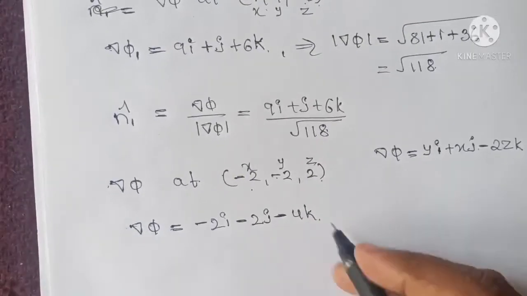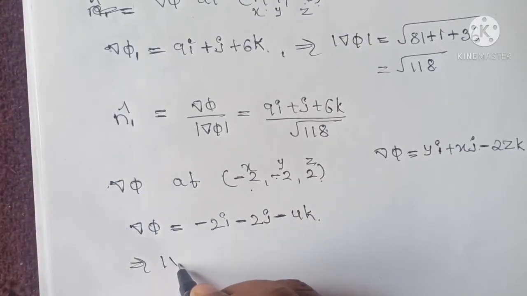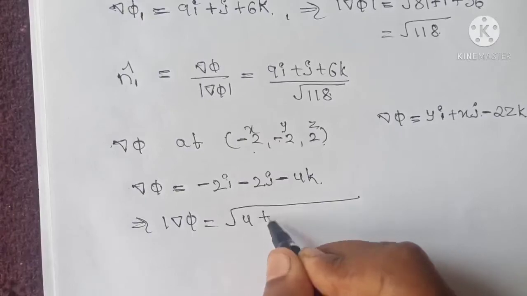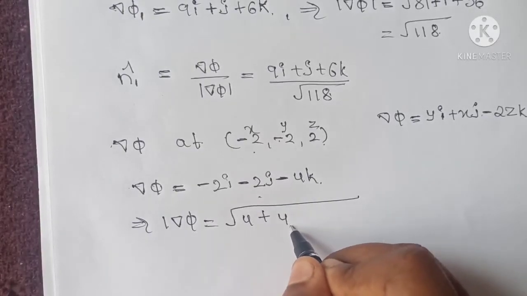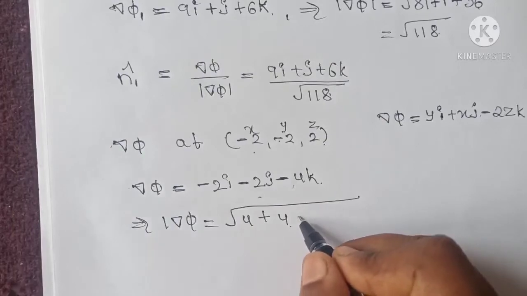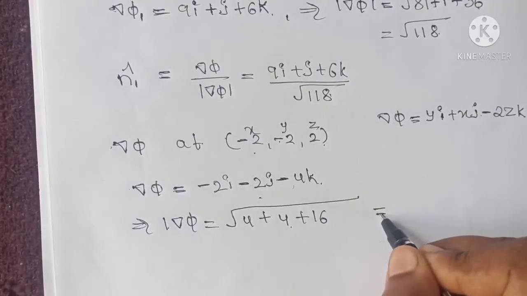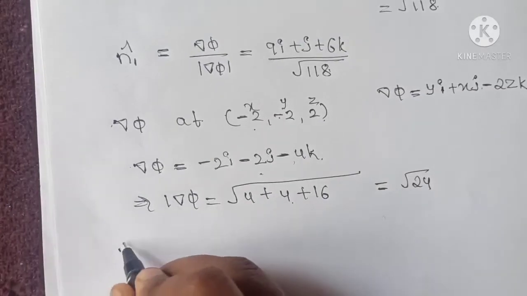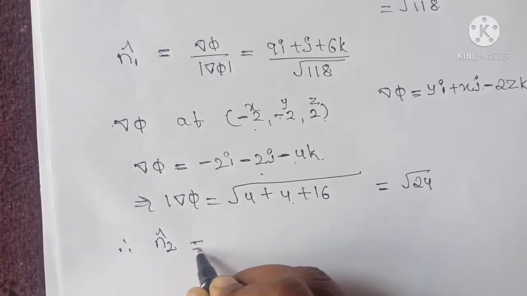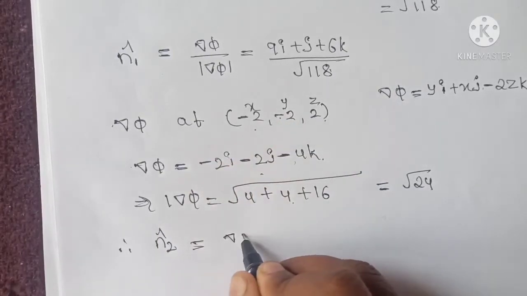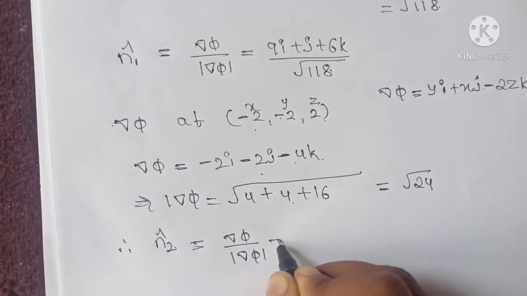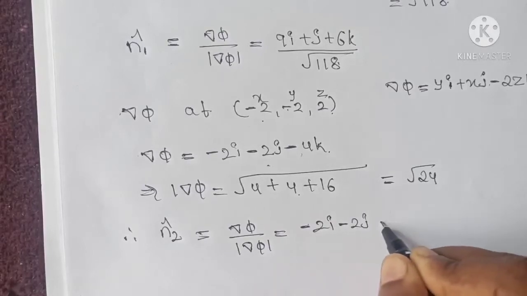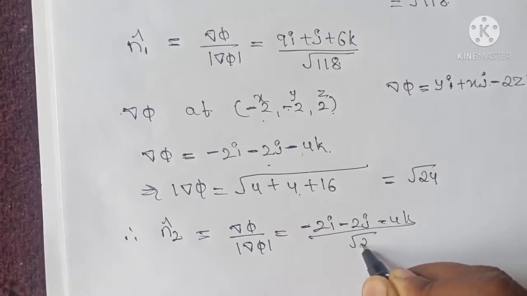minus 4k. So finding the mod of this del phi, we get square root of minus 2 square is 4, plus 2 square is 4, plus 4 square is 16, which is 24. On adding all this we get root of 24. So the second normal vector at this point is del phi divided by mod del phi, which is minus 2i minus 2j minus 4k divided by root 24.